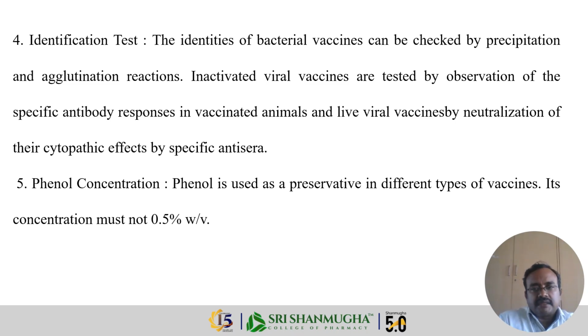Identification test. Bacterial vaccines can be checked by precipitation and agglutination reactions. The inactivated viral vaccines are tested by observation of specific antibody responses in vaccinated animals, and the live viral vaccines by neutralization of their cytopathic effect by specific antisera. Okay, the identification test checks whether the bacteria are present or not by way of precipitation or agglutination reactions.